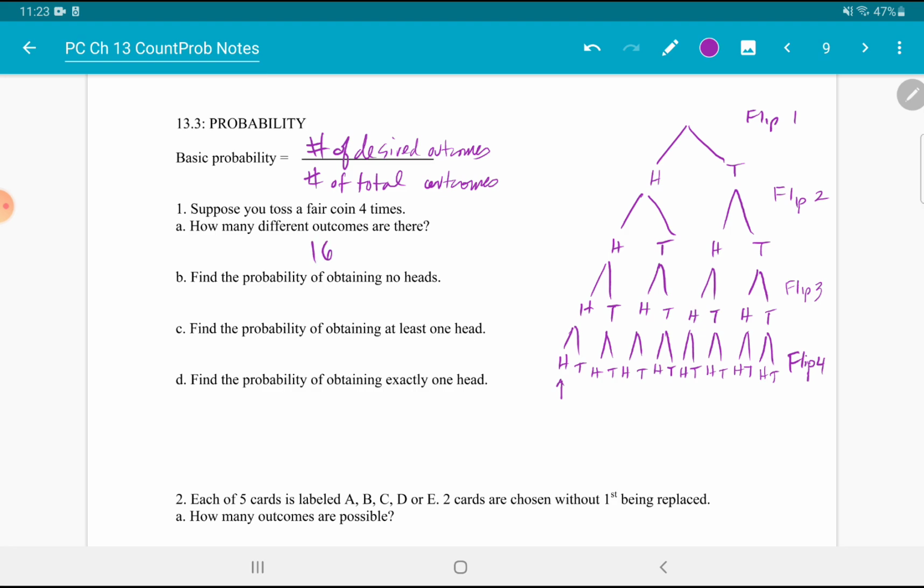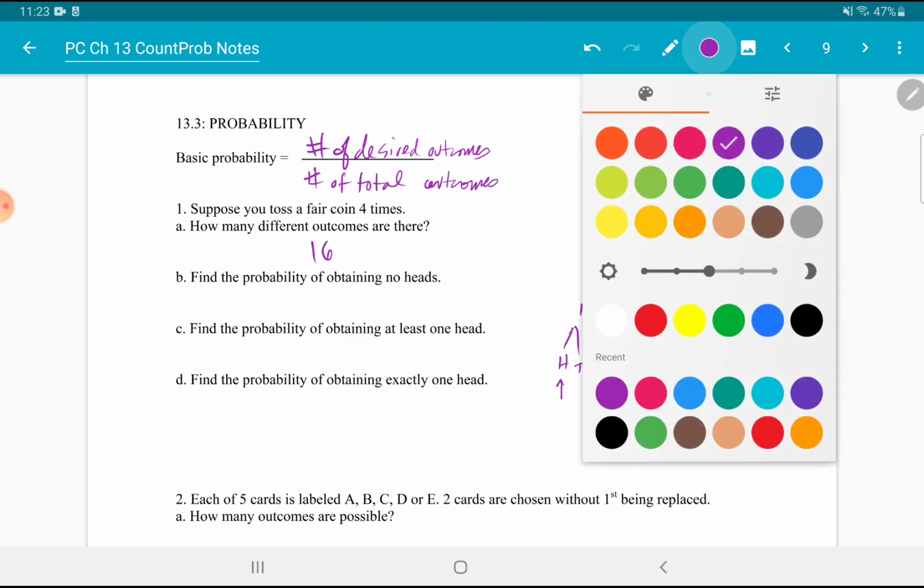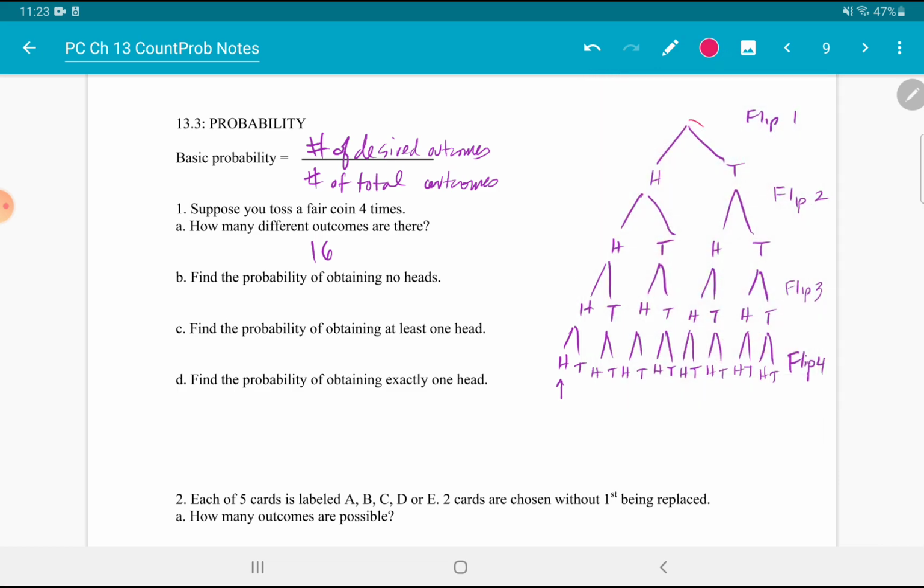Find the probability of obtaining no heads. No heads means we need only tails. And in that case, that would be this path that you see there. It looks like we only have one of those options though, because every other option is going to have a head in some other place, which we don't want. So therefore, we only have a 1 in 16 chance of getting no heads.